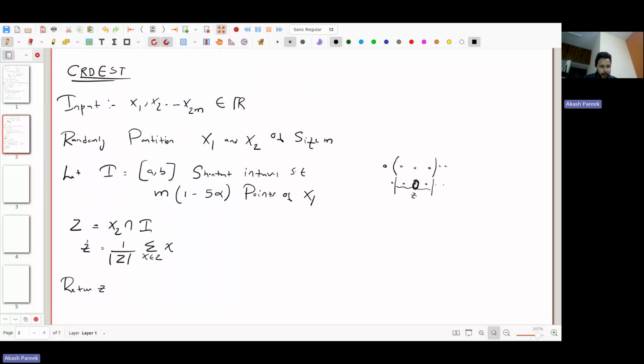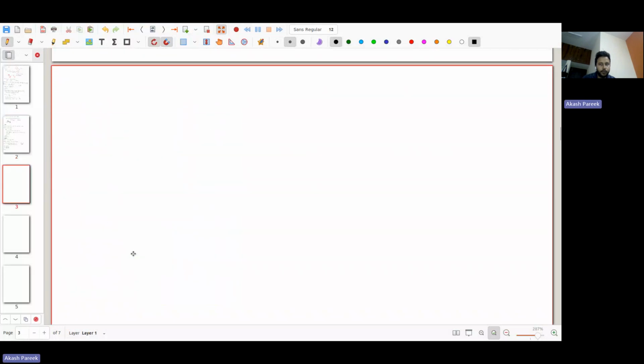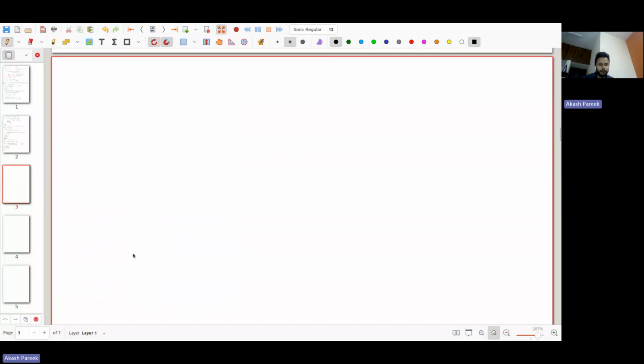So now we'll prove this algorithm. Let's start proving this algorithm. I hope everything is clear till now. Okay, so let me just write here Lemma 1. The numbering might be different from the original numbering given in the paper.